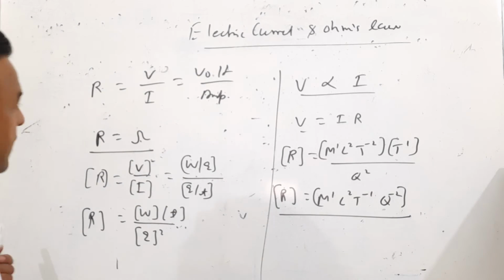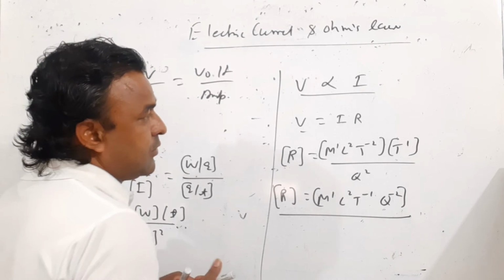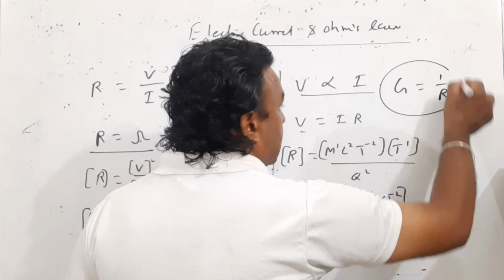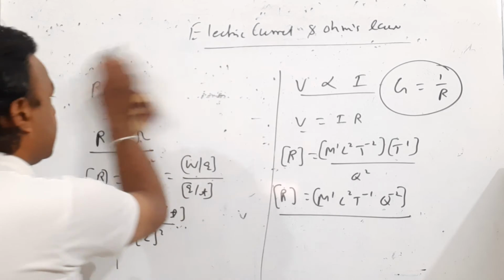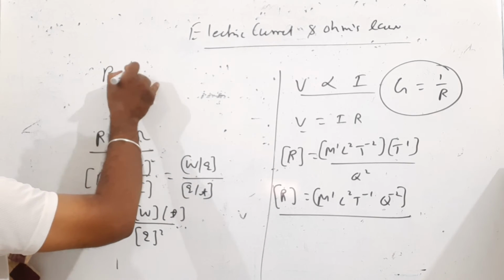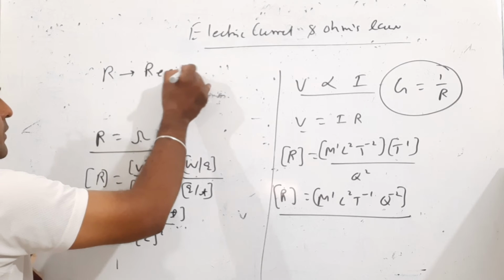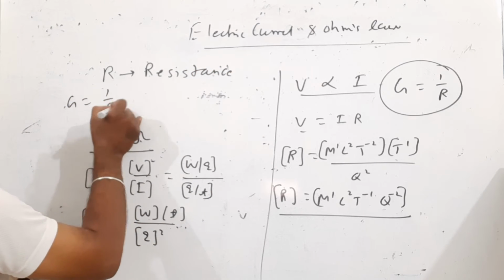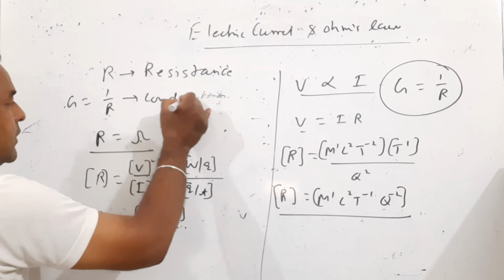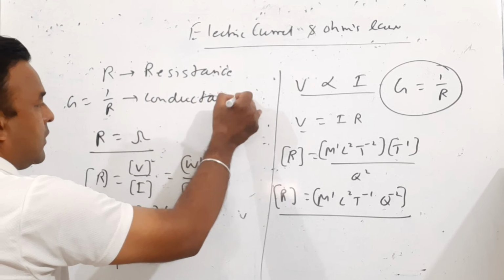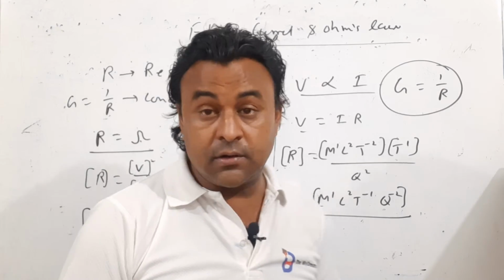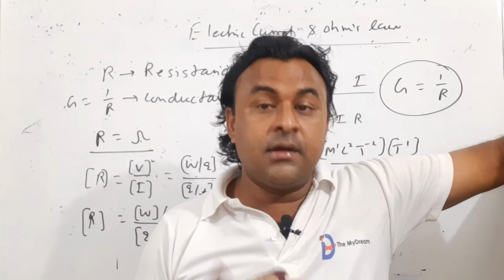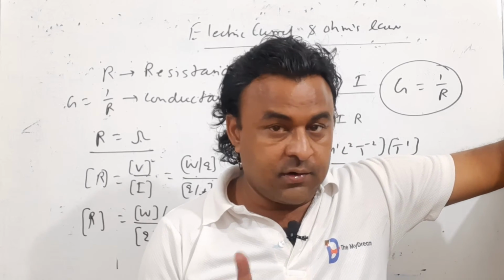Further, there is one quantity which is sometimes used, the inverse of resistance, called conductance. R is what? Resistance. G, which is 1 upon R, is called conductance. Okay. Further, there will be two terms, resistivity and conductivity. Those are different. Resistance and conductance, these two are different things. Okay.